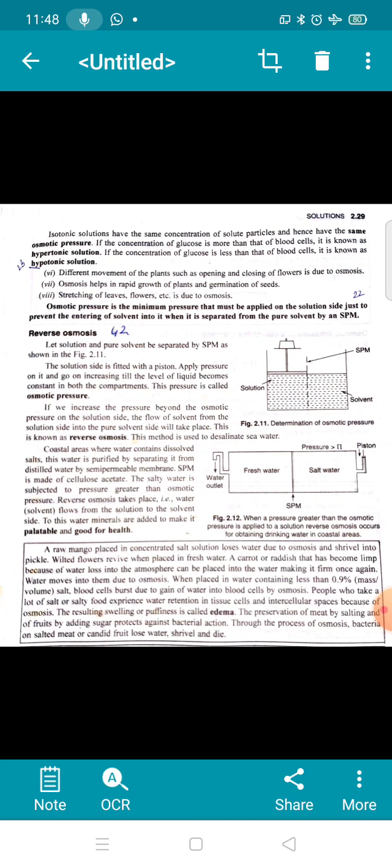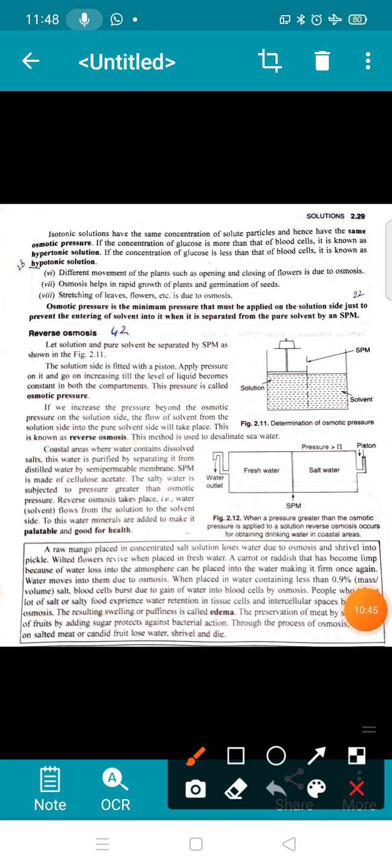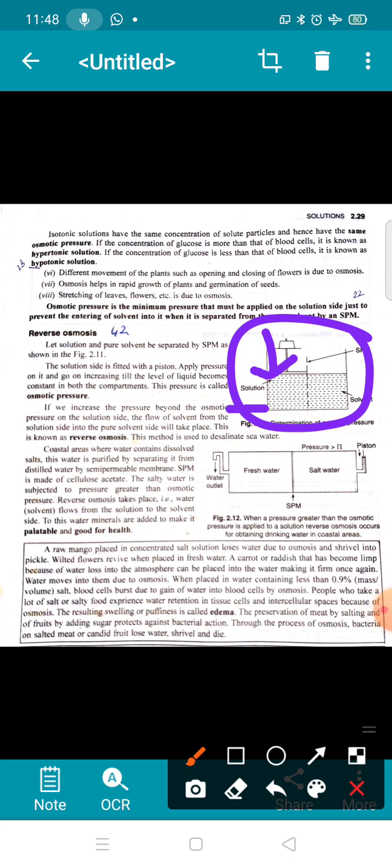Just now, as we said, to prevent osmosis, we apply a pressure on the region of higher concentration. Here they have taken a solution and a solvent, so definitely the solvent will have lower concentration than the solution. It may be two solutions having different concentration, or a solution and a solvent separated by a semi-permeable membrane. Now when we apply a pressure which is just sufficient to stop the osmosis, we call it osmotic pressure.